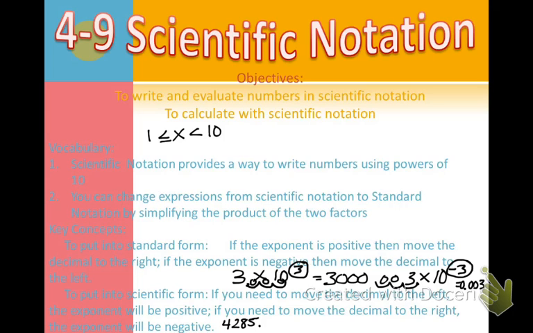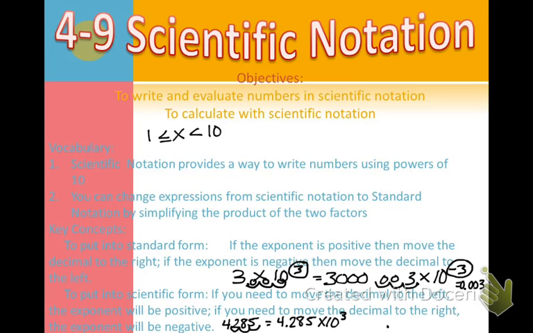So I need to move the decimal. Is 428.5 between 1 and 10? No. Very good. Move it over. Is 42.85 between 1 and 10? No. How about 4.285? Okay, so that would equal 4.285 times 10. How many times did I move the decimal over? 3. And that would be a positive 3. So if I'm going from a bigger number to a smaller number, it's going to be a positive answer.